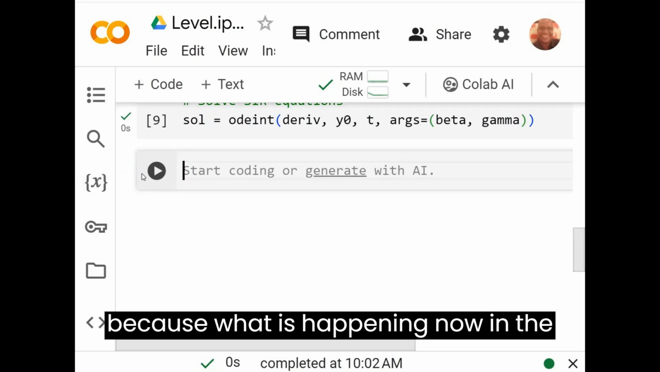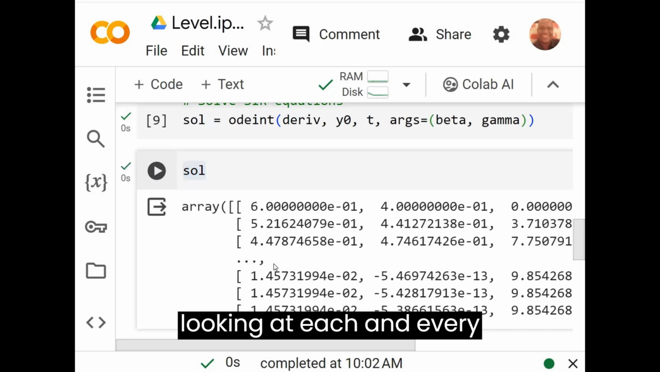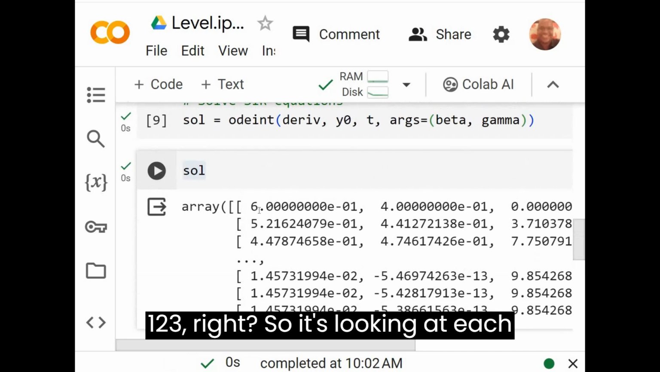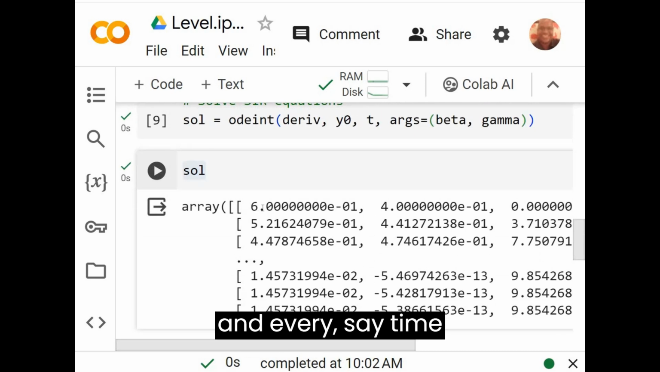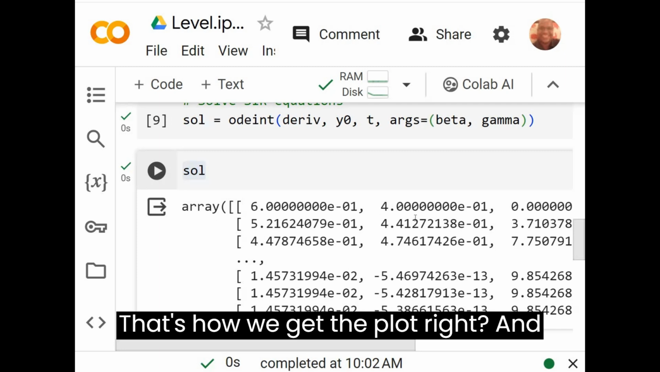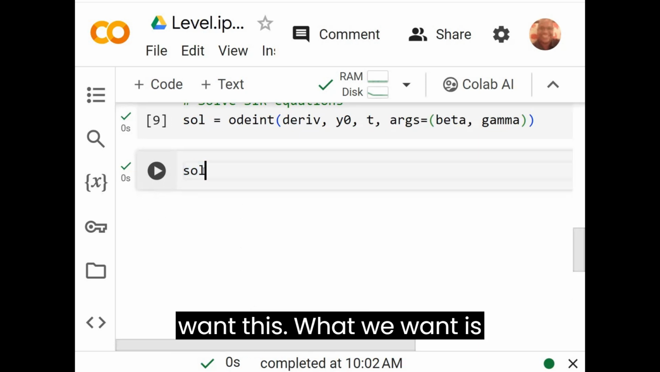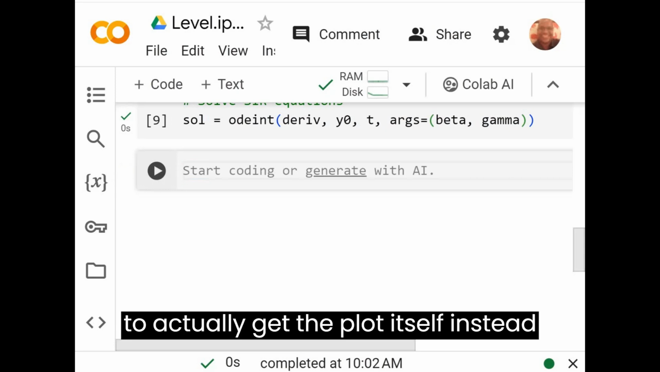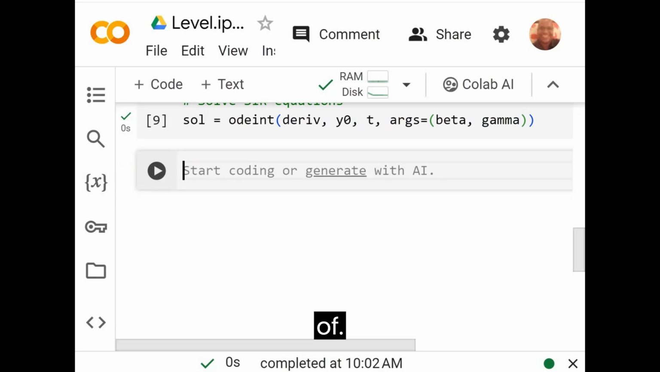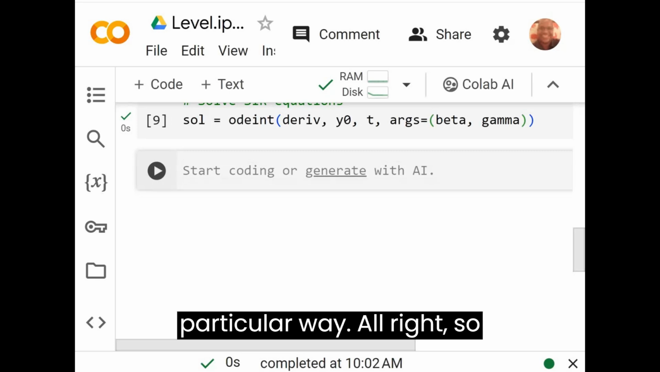All right. Because what is happening now in the plot is it's looking at each and every time point. Say, time point 1, then the plot is 1, 6, 2, 4, 3, 0. That's how we get the plot, right? And then the second plot, the third plot, and so on. But we don't want this. What we want is to actually get the plot itself instead of getting those solutions in that particular way.